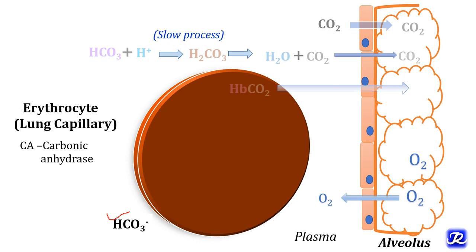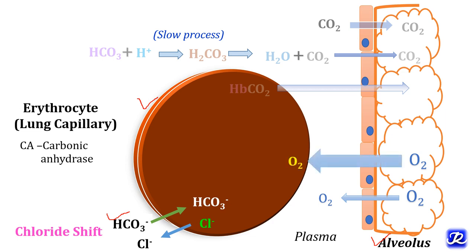So this bicarbonate ion present in the circulation reaches lung capillary. This is the erythrocyte present in the lung capillary, and this is alveolus. So this bicarbonate enters red blood cell in exchange of chloride ion, and this is reversal of chloride shift. There is increased oxygen tension in the alveolus, and this oxygen enters red blood cells, and the hemoglobin is present in the deoxygenated state here. So the hemoglobin combines with oxygen to form oxyhemoglobin, and H ions are released.